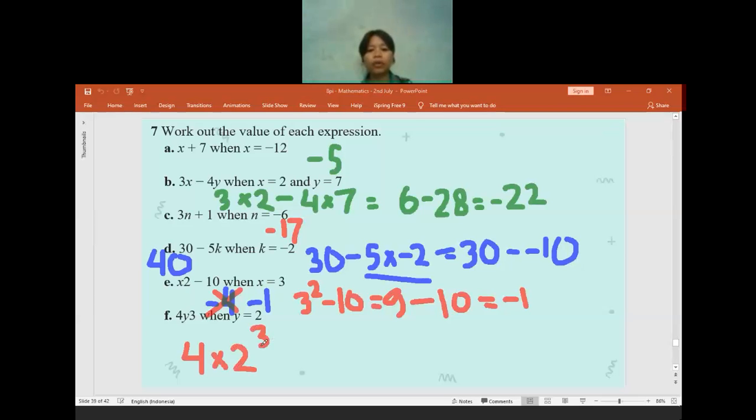Which one do we do first? We do the 2 to the power of 3 or the multiplication first? Remember BIDMAS, we need to do the indices first. So we do 2 to the power of 3 first. 2 to the power of 3 equals 8. So 4 times 8 equals 32. Is there anyone who gets confused, or maybe I talk too fast still? No? Okay. If no confusion, let us move to the next question.